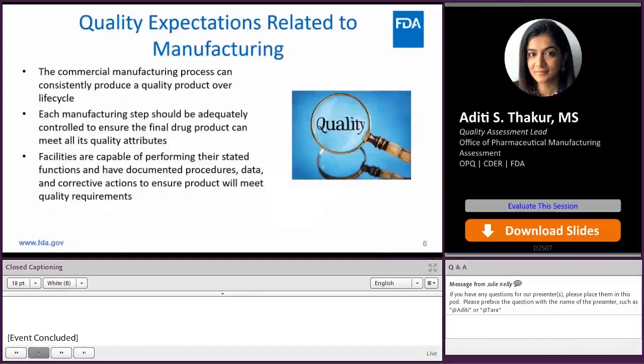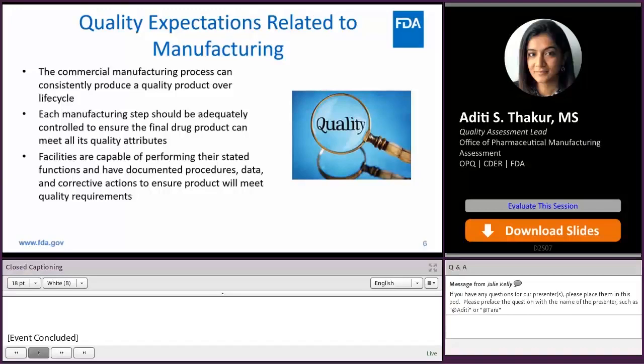To provide a quality assessment for the submission, some of the key expectations related to manufacturing include that the proposed commercial manufacturing process in the submission can consistently produce a quality drug product over the life cycle, including understanding of the scale-up and control strategy for each manufacturing step. These steps should be adequately controlled to ensure the final drug product can meet all its quality attributes. To evaluate this, the scientific basis established for the degree of control is also assessed.